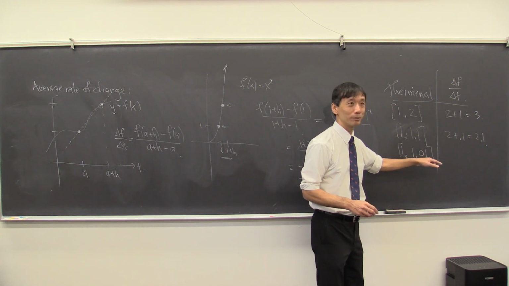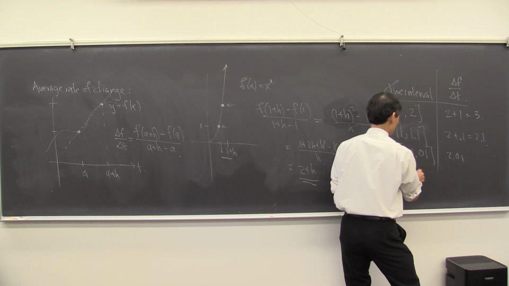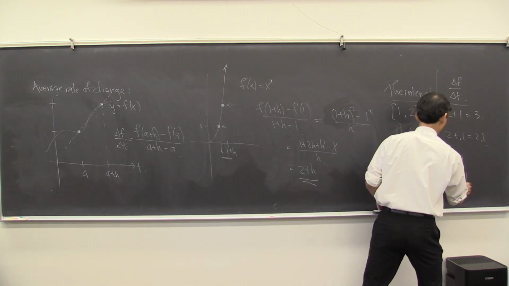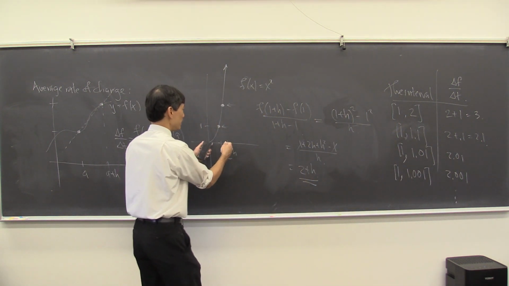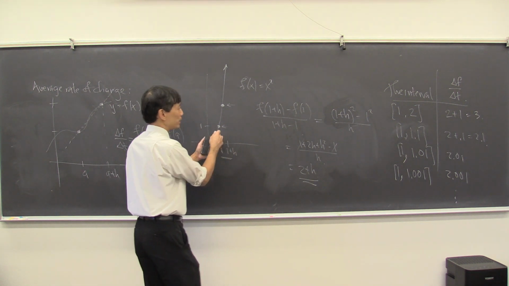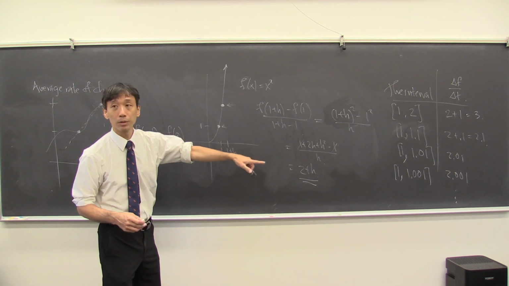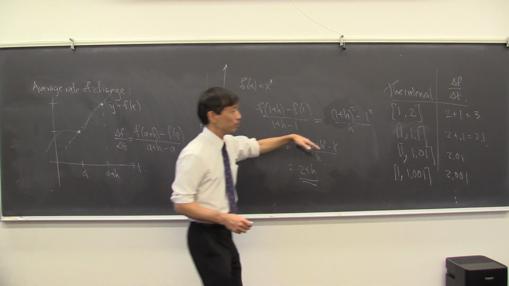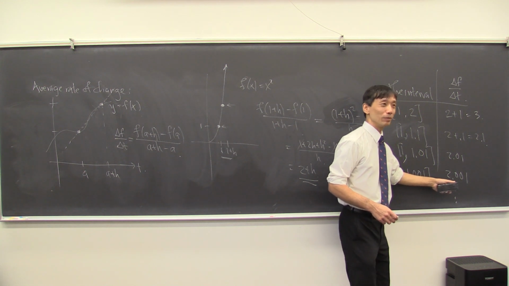Just shout it out. Anybody? Thank you. 2.01. We go 1 comma 1.001, well, it's going to be 2.001, and so on and so forth. So you see what's happening as this interval gets shorter and shorter. What happens to the average rate of change? What does it get close to? These numbers are getting closer and closer to 2, right?